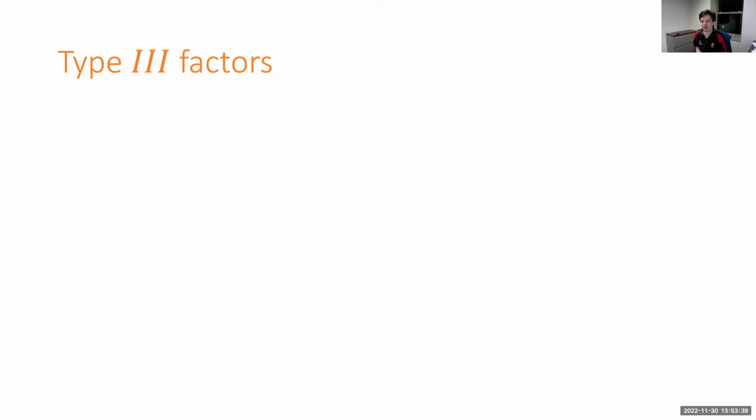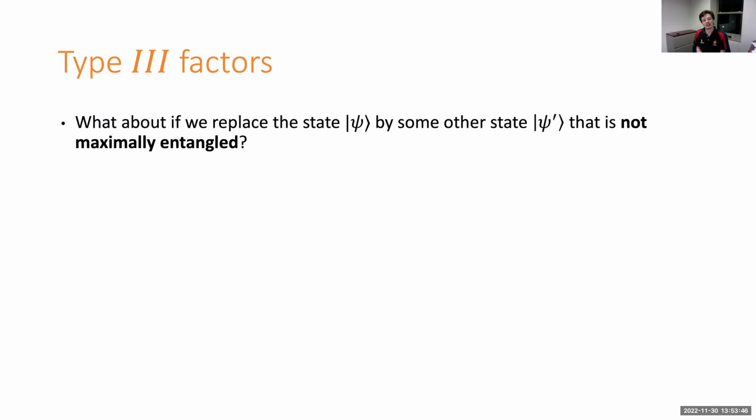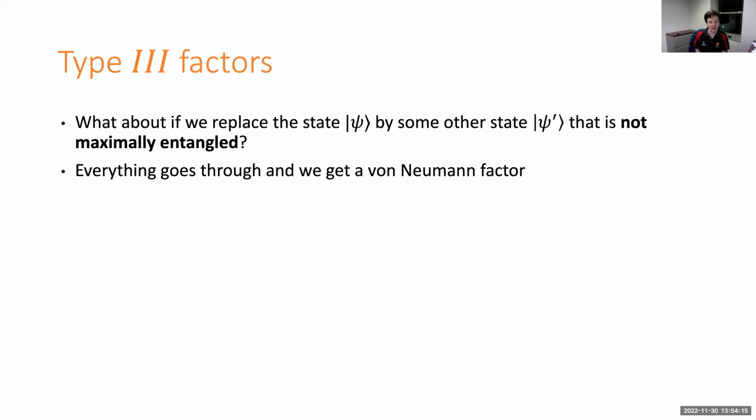Okay, we're almost done with our lightning review of von Neumann algebras. The last type of von Neumann algebra is a type 3 factor. This is what shows up if we replace this state psi in our construction of H by some other state psi prime that's entangled but isn't maximally entangled. Or we can also do other fancier things, like replacing it by multiple states psi prime, maybe alternating pairs of different ones, or replacing the qubits by qubits with some complicated state. There's a lot of things we can do. They all basically give type 3 factors. Everything goes through the same way.